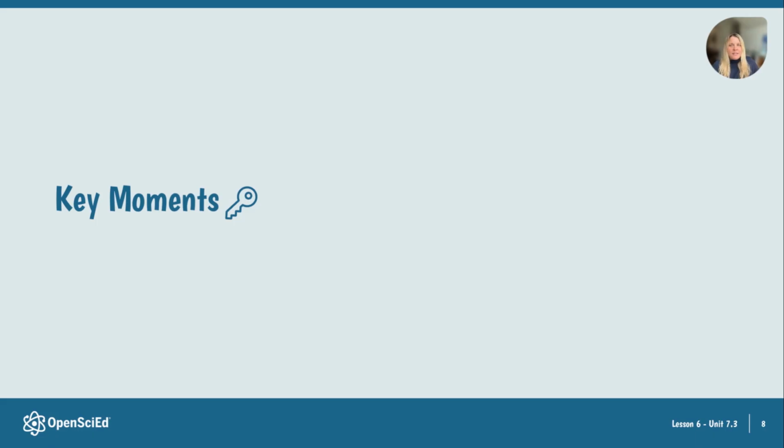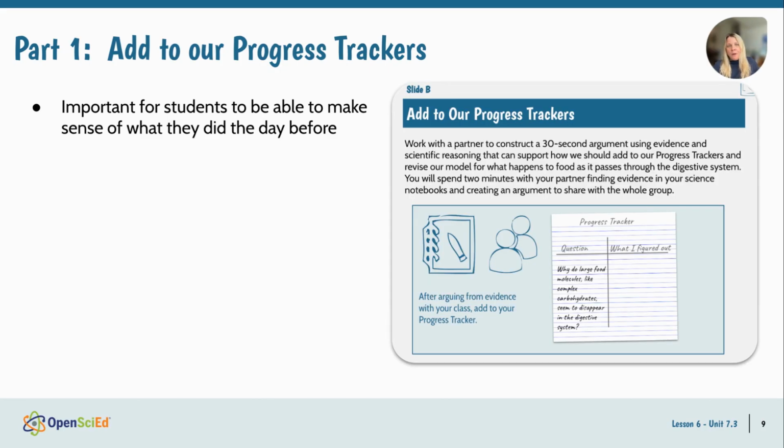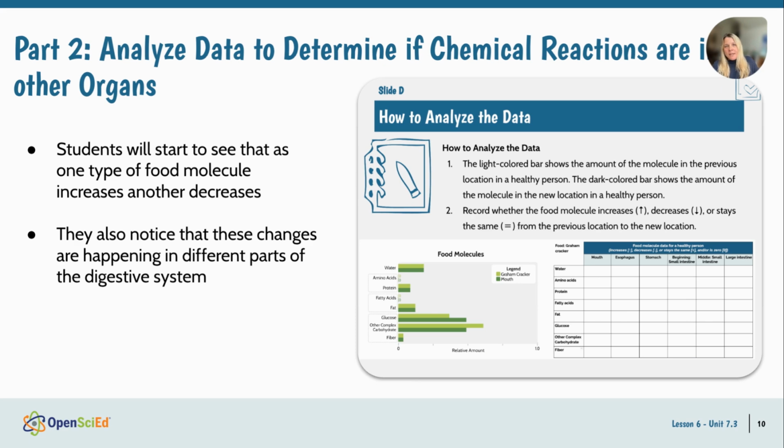Let's dig into some of these key sense-making moments for your kids. The first is part 1, which is where students are actually given the opportunity to process what they had learned in Lesson 5 and add their findings to their progress tracker. This moment allows students to really think about what they've learned and helps them navigate to what they're doing next. The second key moment is in part 2, where students analyze the data for the entire digestive system now, not just the cracker to the mouth, and start to make connections that some of the food molecules are changing, some are not, and really dig into those patterns.